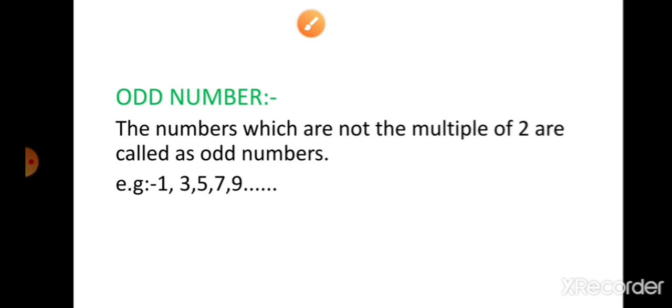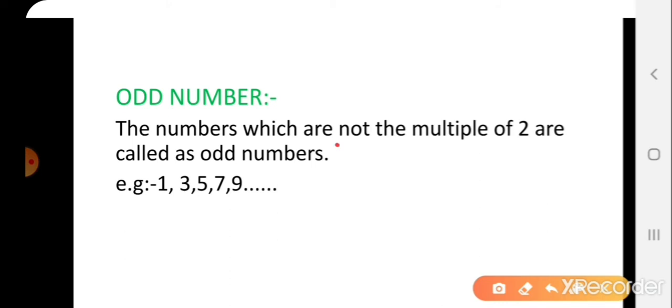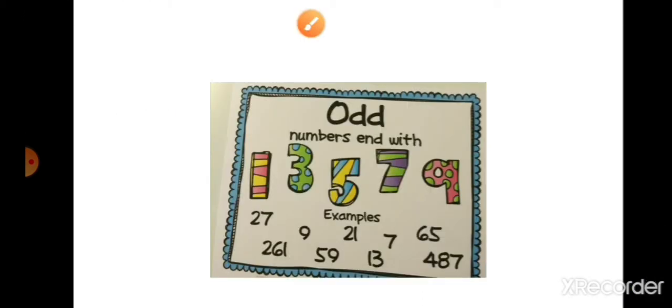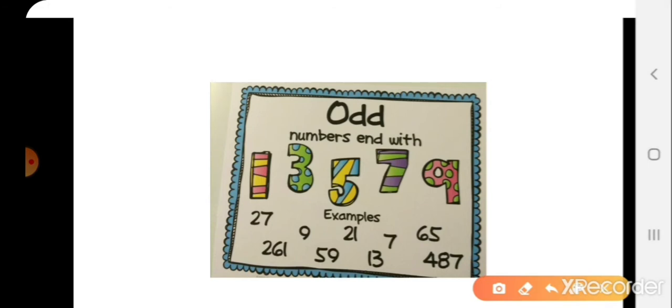Now, what are odd numbers, children? The numbers which are not the multiple of 2 or which are not in the table of 2 are called as odd numbers. For example, 1, 3, 5, 7, 9 and so on. Or the numbers which are ending with the digit 1, 3, 5, 7 and 9 are known as odd numbers.